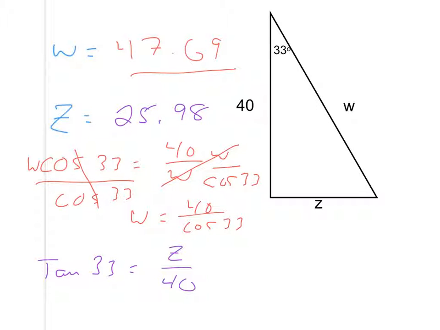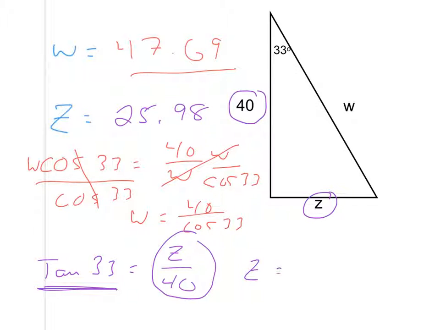And now here for the tan, what I did is I did tan of 33 is equal to opposite z over the adjacent leg, which is 40. So z over 40, which is right here. I then simply just multiplied by 40 on both sides, and I got z is equal to 40 times tan of 33, and that gave me 25.98.